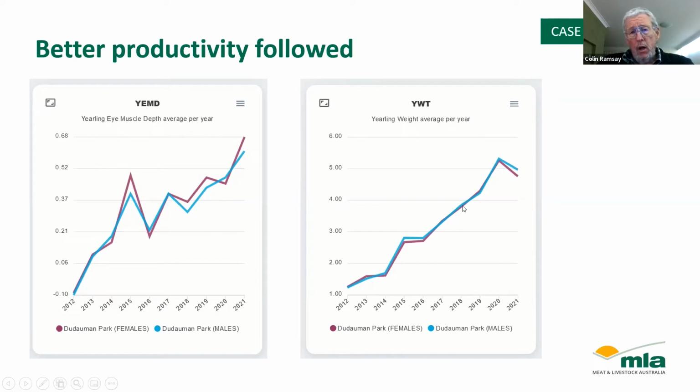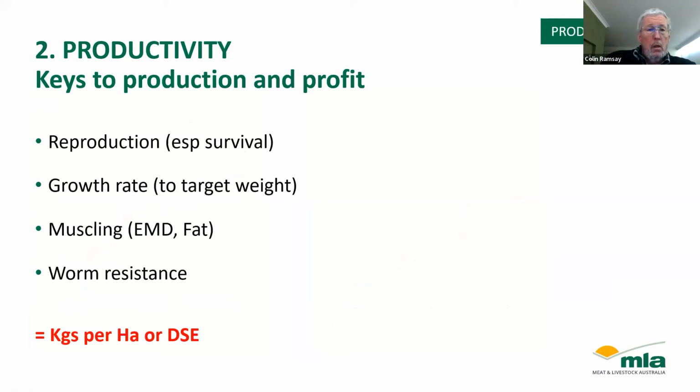The blue ones are all the males, the red ones are all the females, so not much differentiation in the genetic improvement between males and females. When you get down to more individual examination, there are differences, but as a herd, they tend to perform very similarly. So that brings us to productivity. Let's take a deeper look at productivity.